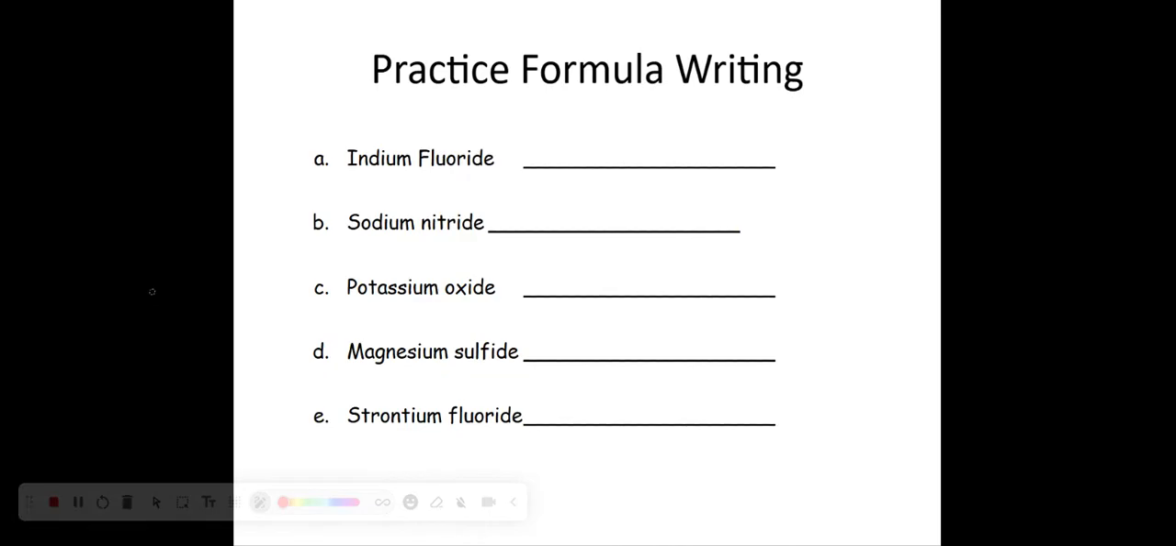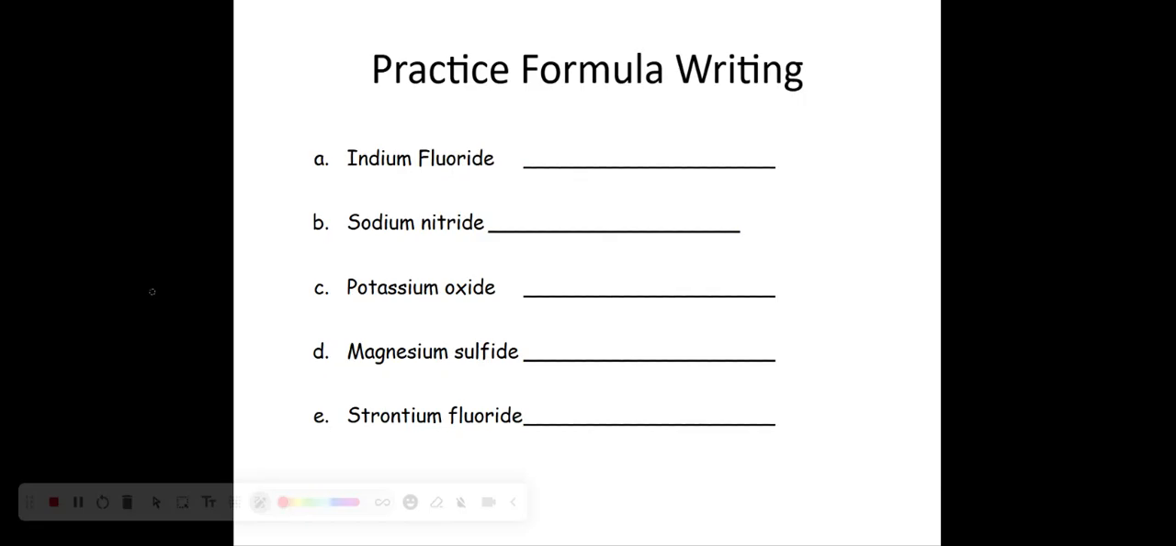It's really important that you have the charges of the cations and the anions in your periodic table. If you do not have them, I'm going to repeat them one more time. Group 1 is plus 1. Everything in group 2 is plus 2. Everything in group 13 is plus 3. Everything in group 15 is minus 3. Group 16 is minus 2. Group 17 is minus 1. And group 18 is 0.